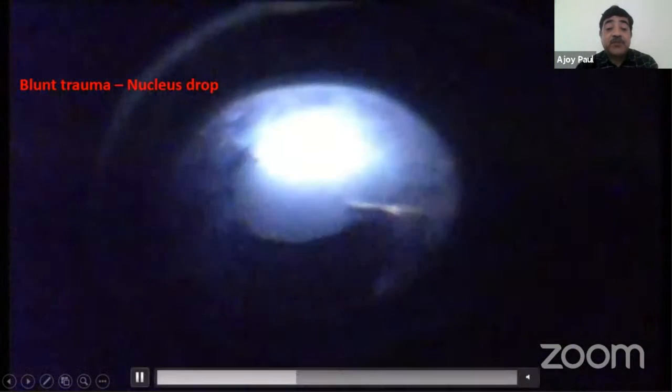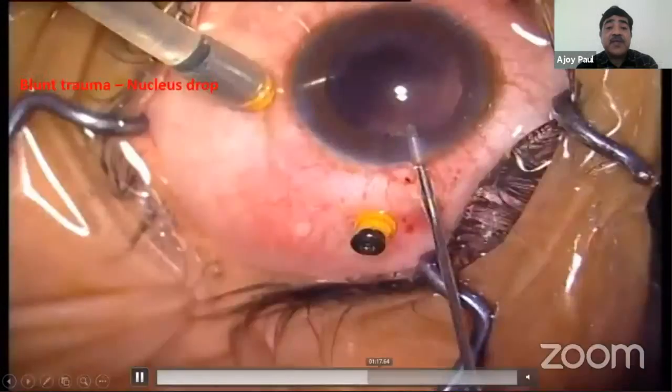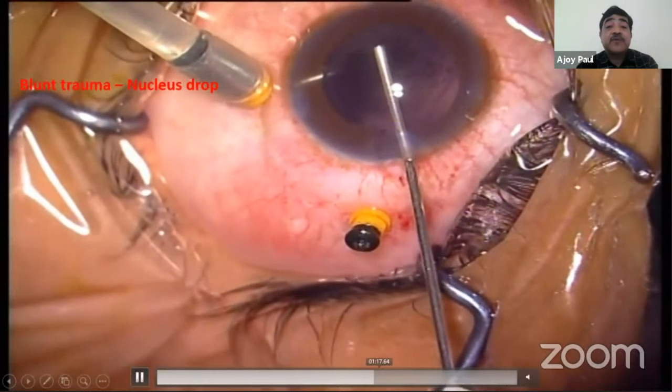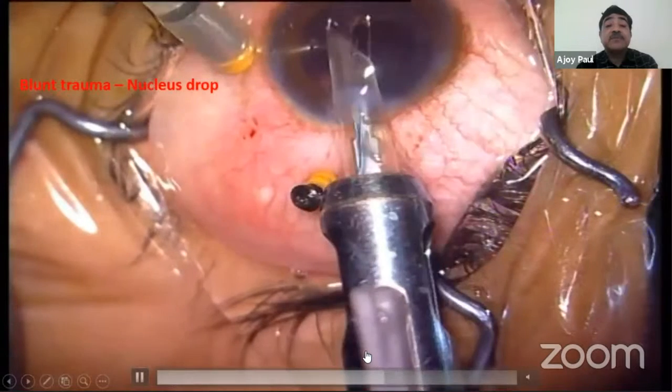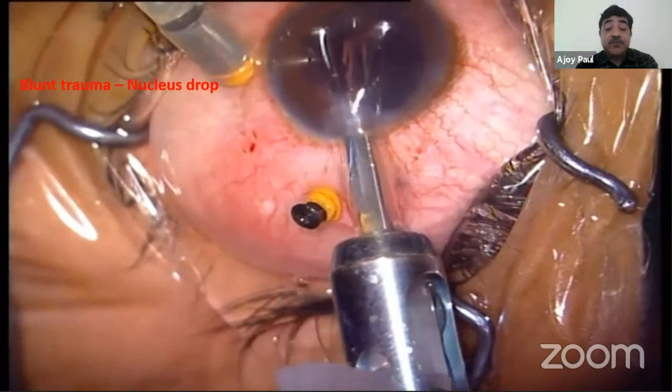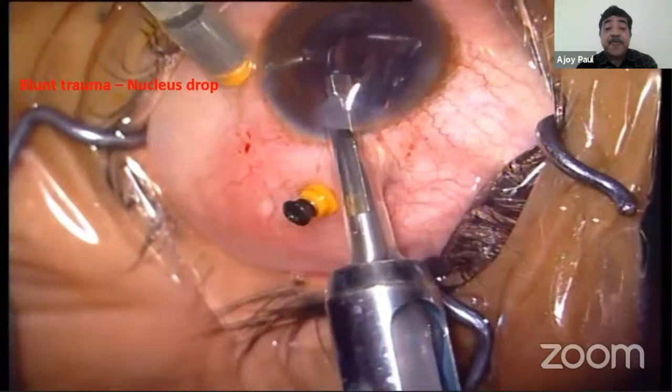So the nucleus is removed, and once that is done, I put the visco in the anterior chamber again and put the lens in the sulcus.